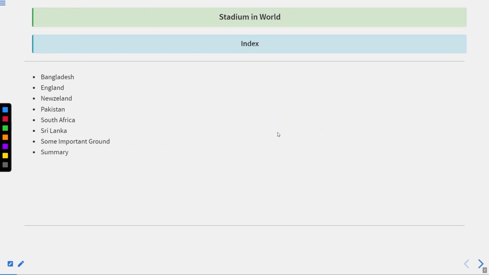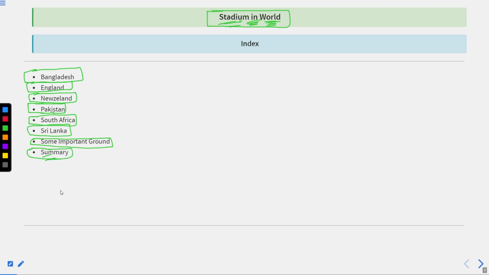Alright. So this is going to be the index of this particular lecture. In this lecture, as I have told you, we are going to talk about the stadiums in the world. We will start with Bangladesh, England, New Zealand, Pakistan, South Africa, Sri Lanka, and some other important grounds all over the world. At last, we will have a discussion over the summary part of all the topics that we will cover, as usual. So this is going to be our course of action.